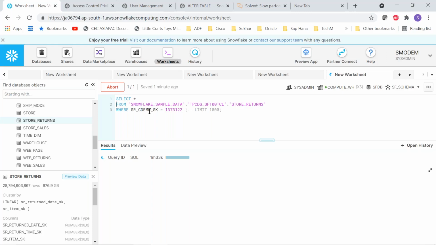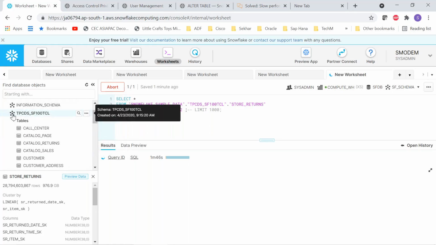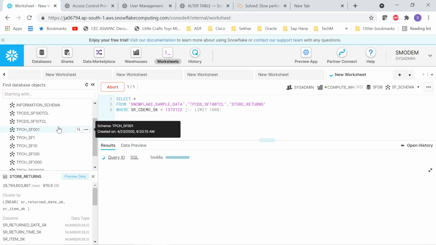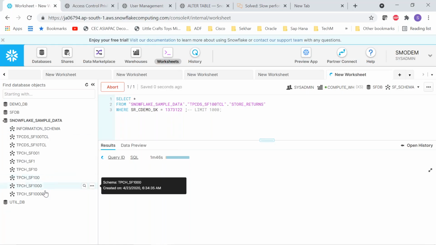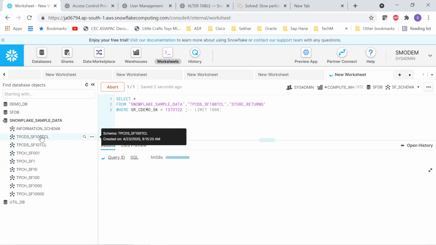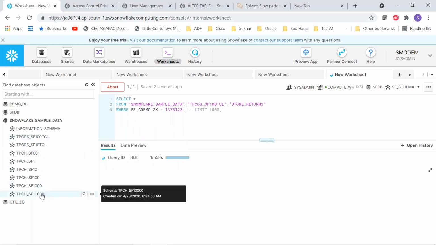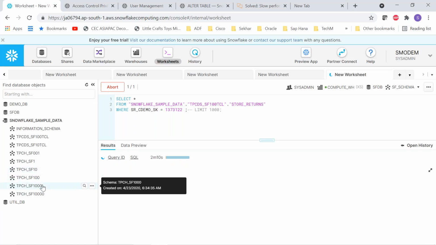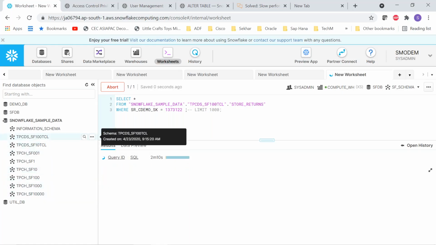Sir, any specific meaning for the TCL? 100 TCL, 10 TCL, 1 TCL. You mean the abbreviation? Yeah. I forgot the abbreviation, but if you see one, 1 terabyte of data is there in the entire schema. 100 TCL means 100 terabytes of data. This is 10,000 terabytes of data in this entire schema. So that is the notation: 1 terabyte, 10 terabytes, 100 terabytes, 1000 terabytes, 10,000 terabytes. Each has a different schema. There is some abbreviation, I forgot it. Okay.